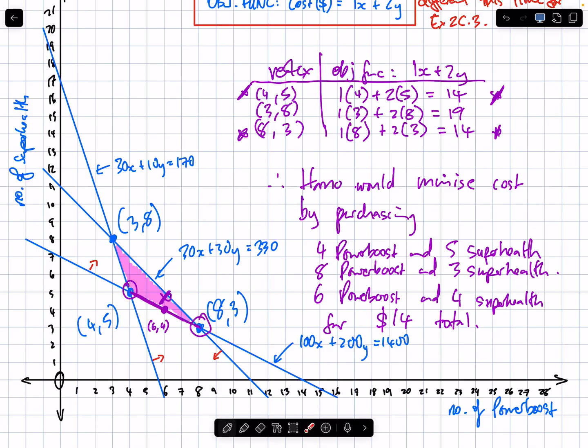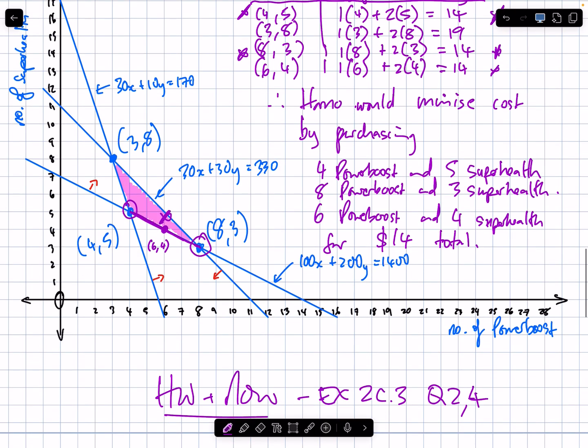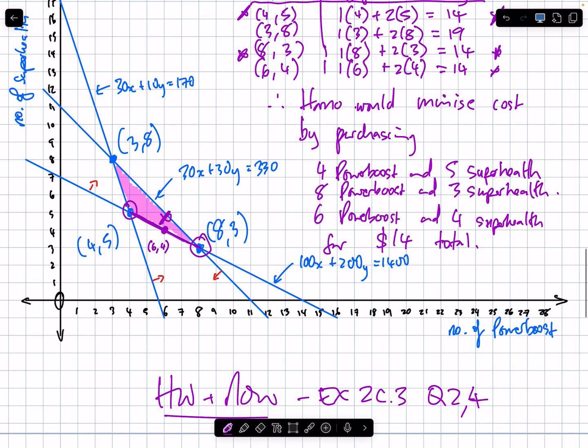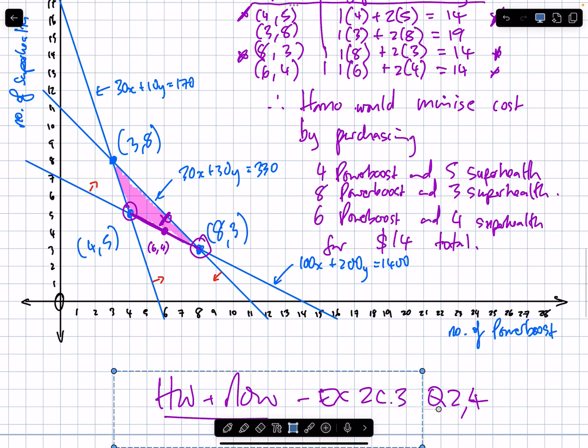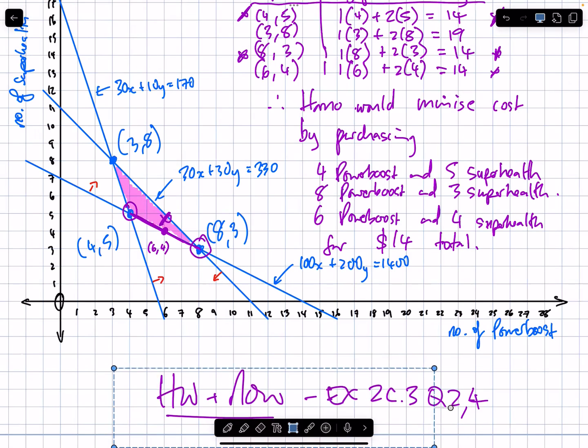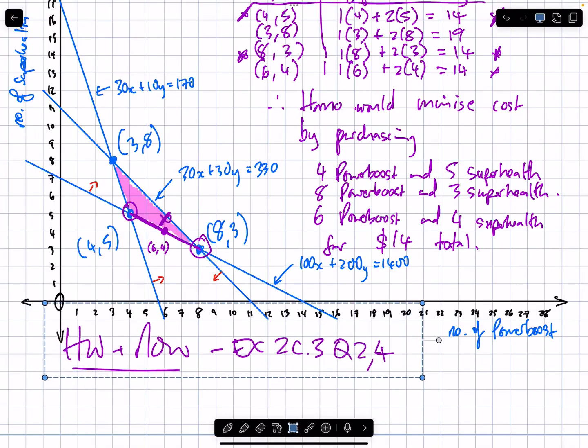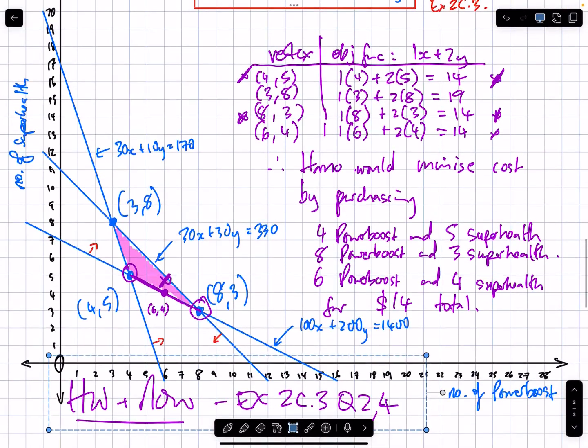If you don't believe me that that's optimal, let's put 6 and 4 in here. What's 1 times 6 plus 2 times 4? That's also 14. So it should confirm, okay? That's it. That's your lesson for today. You're working on exercise 2C.3, questions 2 and 4. I'll move that up here so you can see it, and then I'll leave the example there.